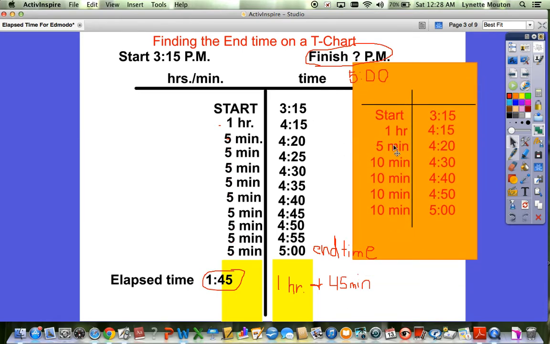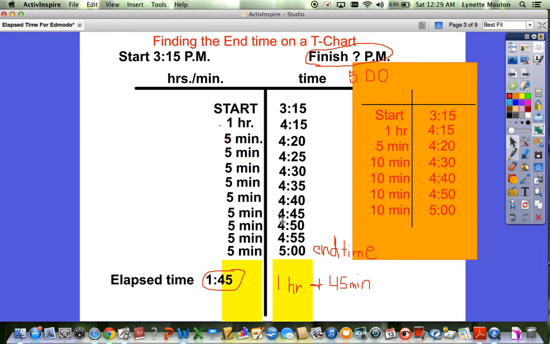So you would have 5 minutes takes you to 4:20, then 10 minutes to 4:30, 10 minutes to 4:40, 10 minutes to 4:50, and finally 10 minutes to 5 o'clock. If you count it up, 1 hour and 10, 20, 30, 45 minutes still takes us to that same end time, 5 o'clock. So it's still an acceptable way to find the answer, because it gives you the exact same answer, but it depends on what you feel comfortable counting by.